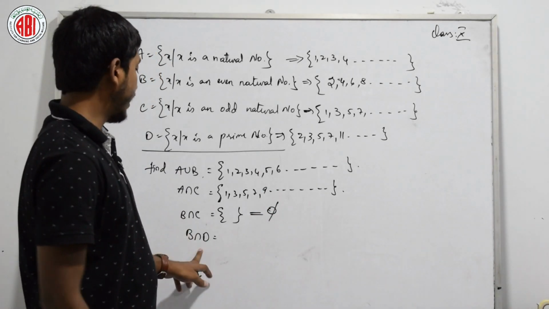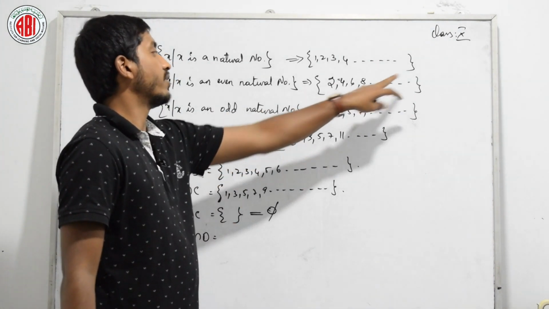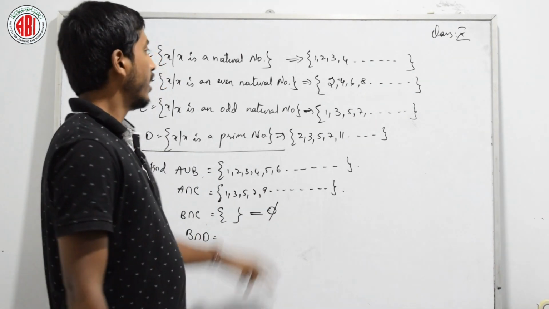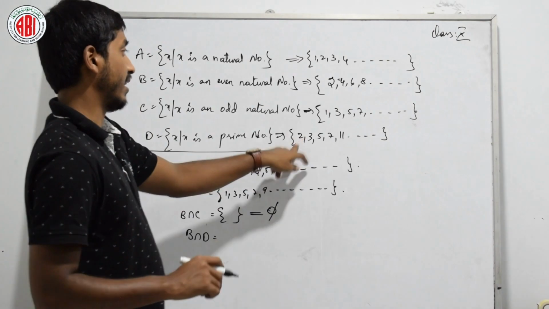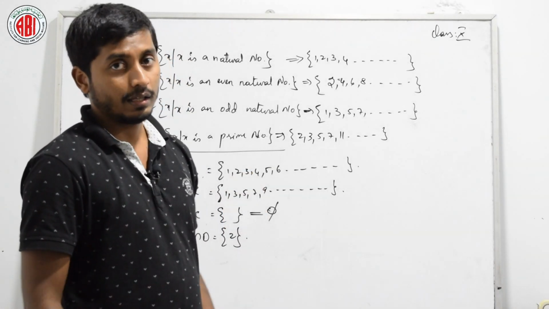The next is B intersection D. That is, B is 2, 4, 6, 8 and so on. D is 2, 3, 5, 7, 11 and so on. Is there anything common between even and prime numbers? There is only one element, that is 2. Did you understand? Is it clear?